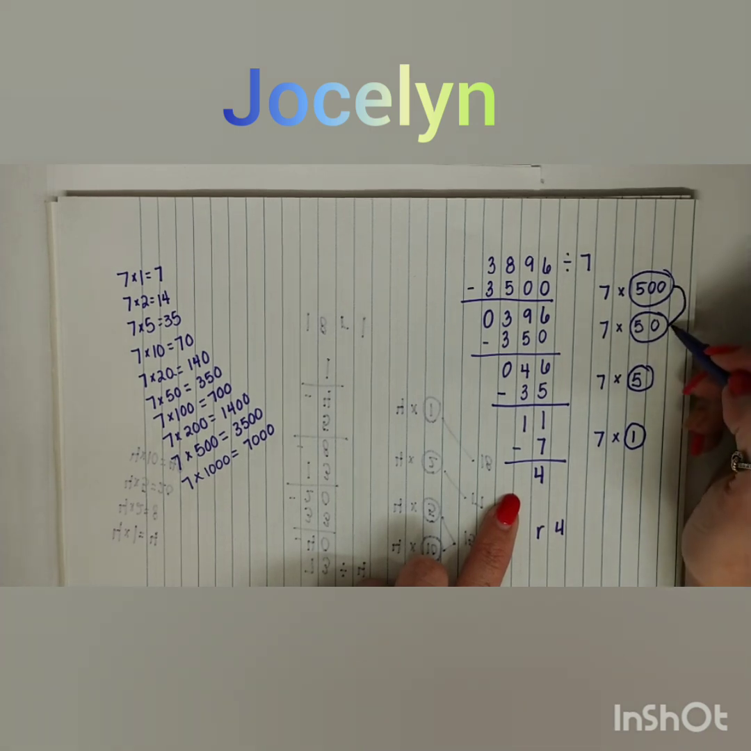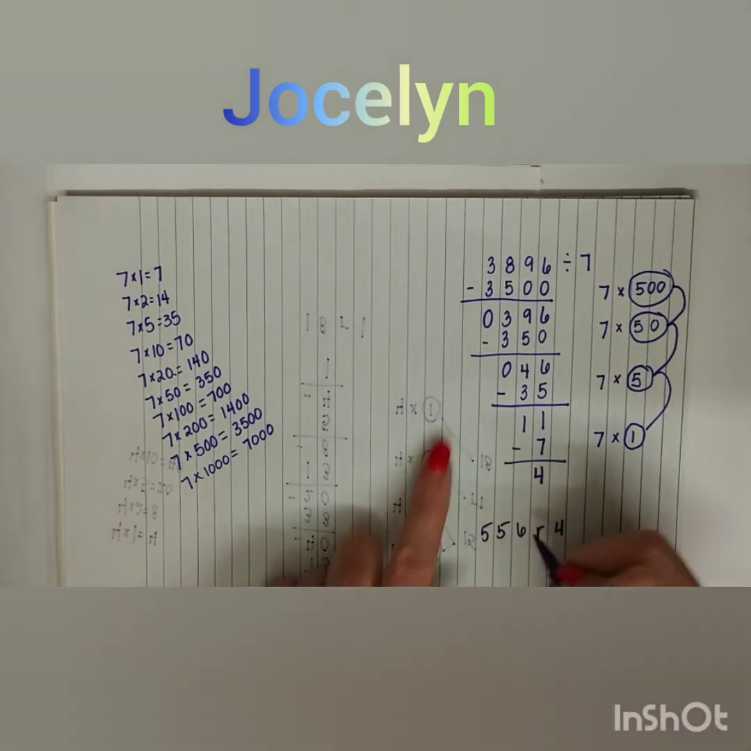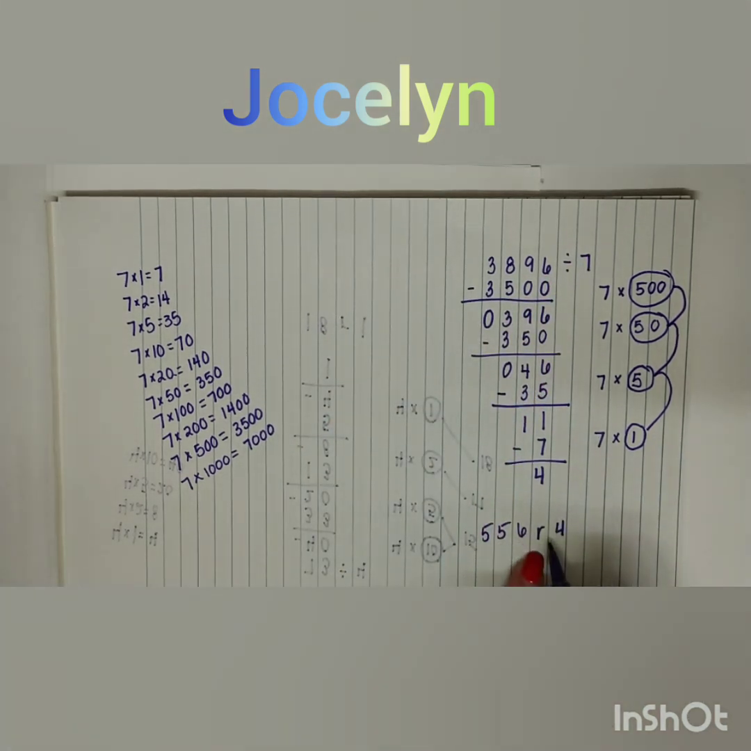500 plus 50 is 550. 550 plus 5 is 555. Plus 1, 556. So 3,896 divided by 7 is 556, remainder 4.